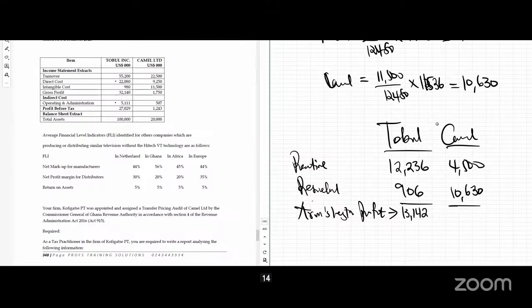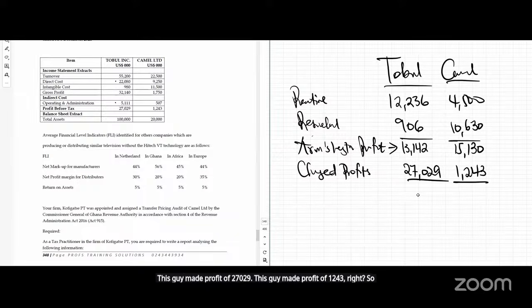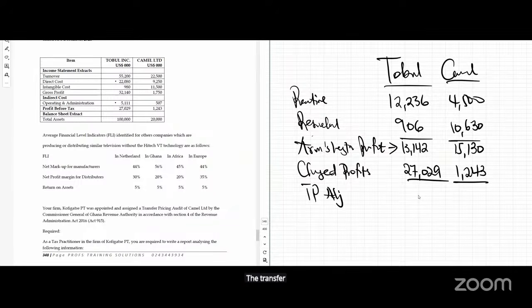$13,142. Then we have 45 plus 10,630. That's 15,130, right? Now compared to the profits that they made, that's their charged profits. This guy made profit of 27,029. This guy made profit of 1,243, right? So the difference now gives us what? The transfer pricing adjustment that should be passed to their profits.